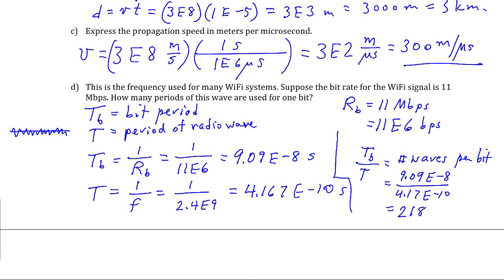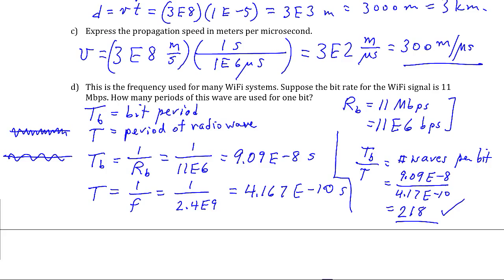The radio frequency wave oscillates 218 times in the time it takes to send one bit at our 11 megabits per second rate. So hopefully that gives you an idea about how our Wi-Fi works. We're going to get a lot more details about how Wi-Fi works moving forward. But that's an idea that there are 218 periods of the sine wave. Let me draw it a little bit better like that, for one bit.